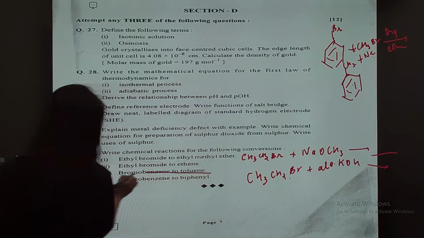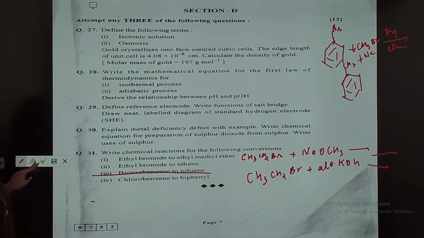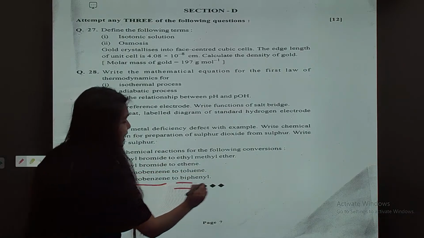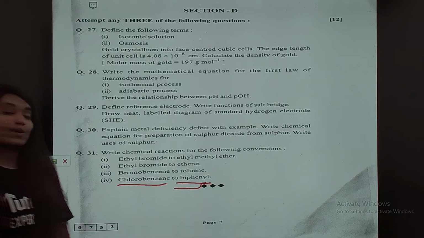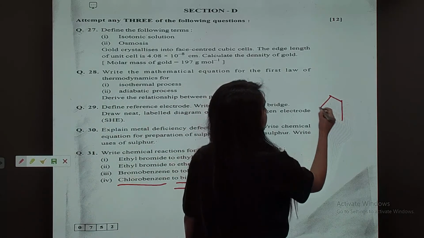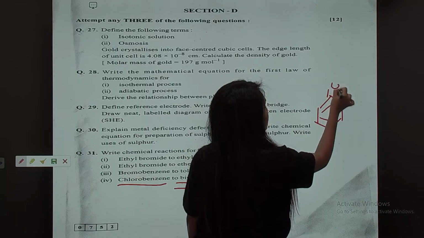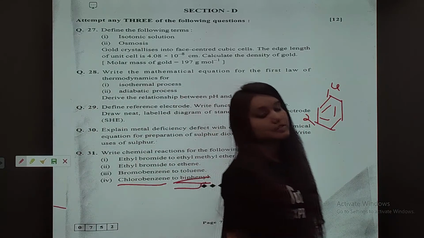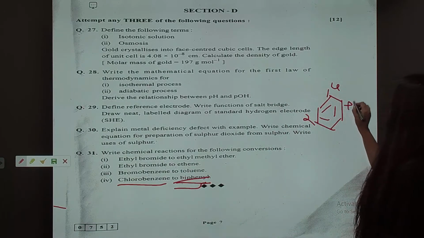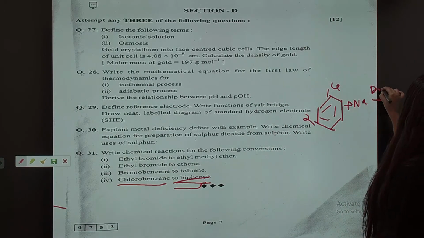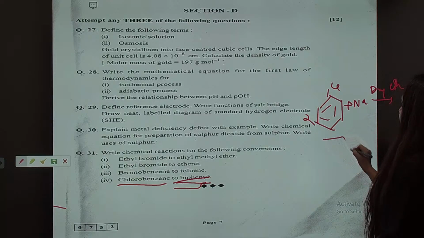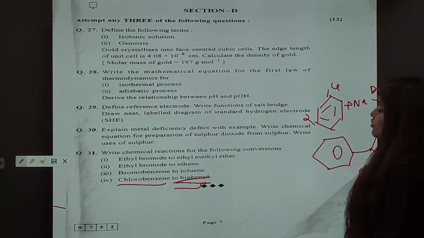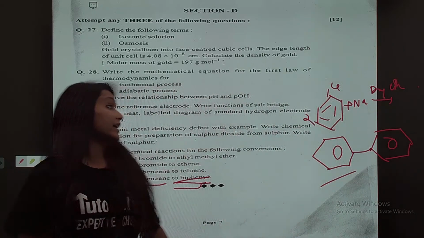That's the third part of the question. Moving on to the last part of question number 31, which is chlorobenzene to biphenyl. When I say chlorobenzene, it is this. Take 2 molecules because we are supposed to make biphenyl. Simply to this we are going to add Na, again in the presence of dry ether. This will result in the formation of biphenyl, everyone. So that is what the entire paper is about.